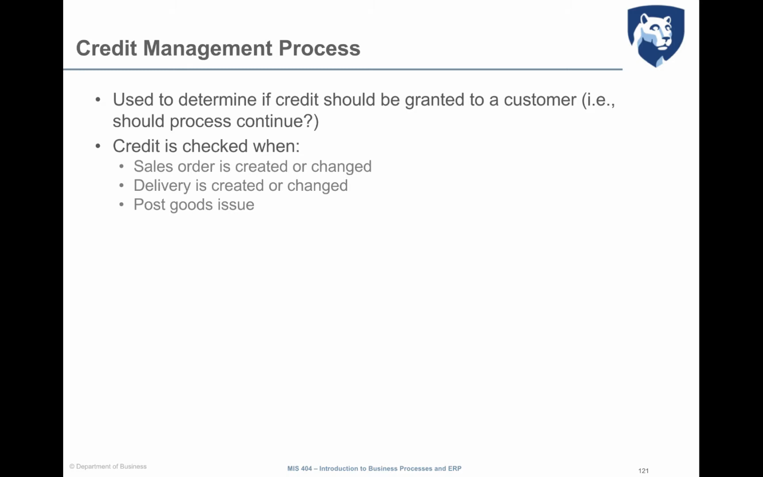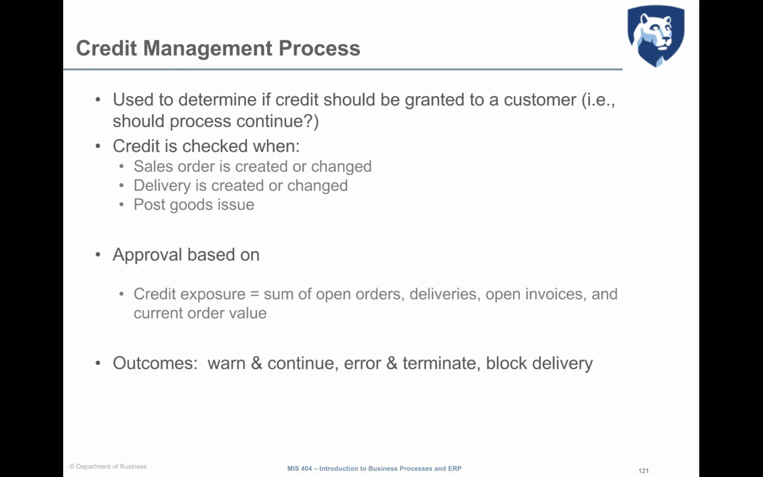If the customer is able to pay or to be issued goods or service when the sales order is created or changed, when the delivery will be authorized, so the delivery document created, and when the post-goods issue will be performed during shipping. In particular, companies usually approve this or not according to the level of credit exposure of their customer, and total credit exposure is calculated as the sum of the value of open orders, scheduled deliveries, and open invoices plus the current order value.